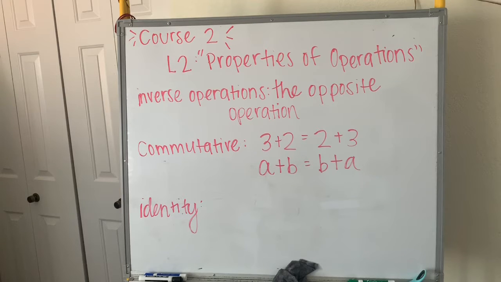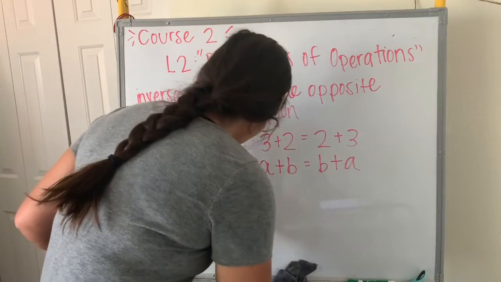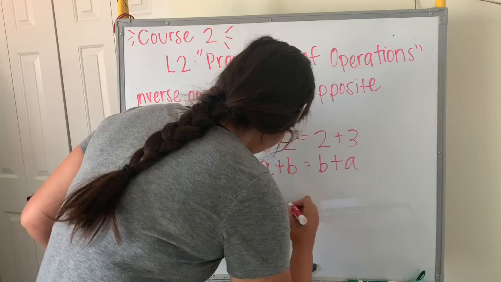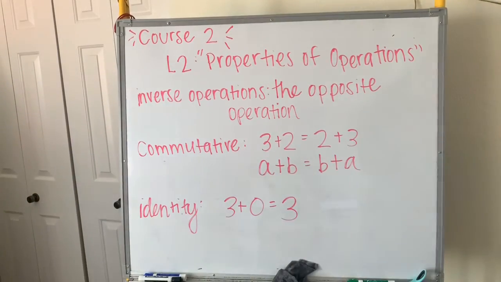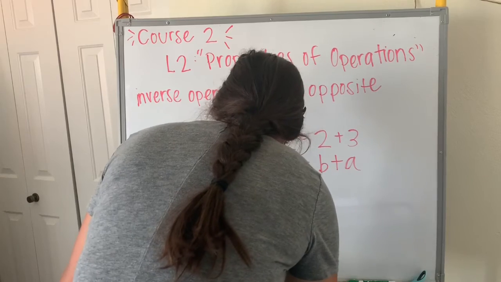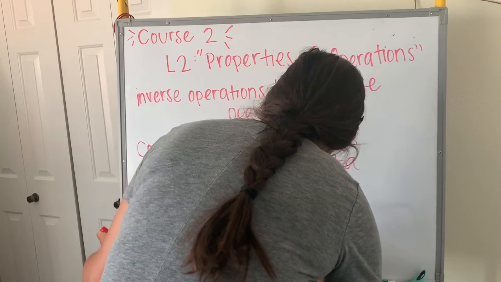Next, we have the identity property. And the identity property is when 0 is added to a number, the value stays the same. So, if we were to do 3 plus 0, my sum is the same as my beginning value. So the identity property means the identity of the first value is not changing. The identity will stay the same. We might see it written as A plus 0 equals A.